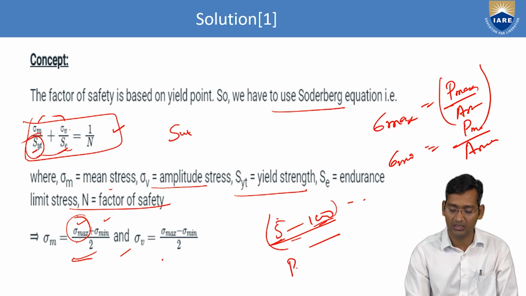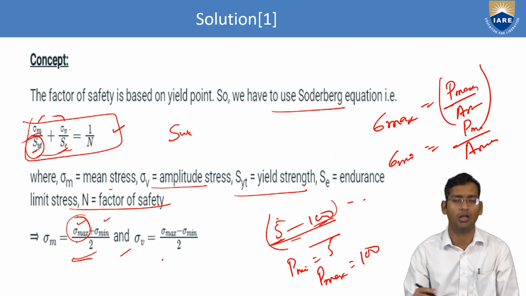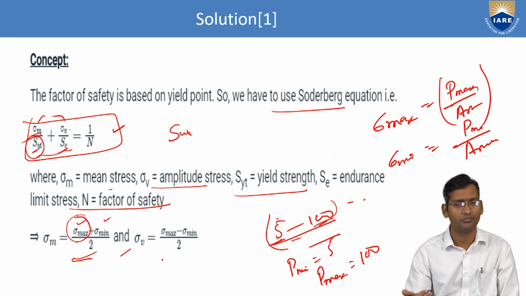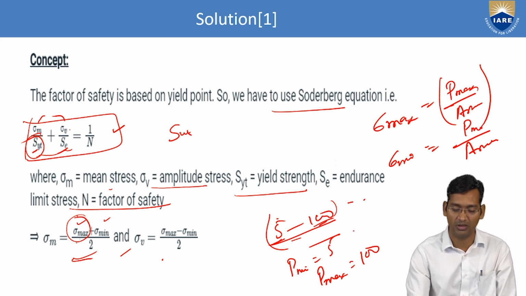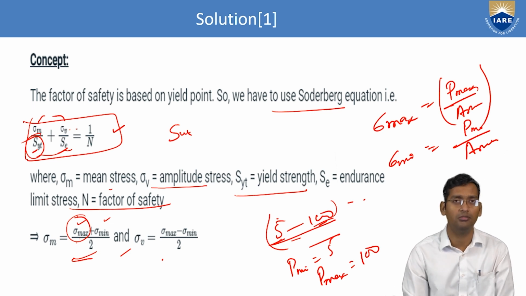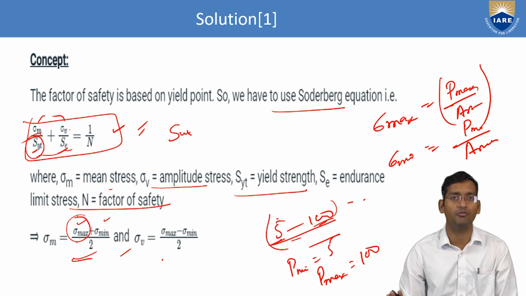So now P min will be equal to 5 and P max will be equal to 100. Now just divide by area, and you will get sigma m and sigma a. After sigma a, just find sigma m. That's all. Substitute in the Soderberg equation and find whatever the missing value is.